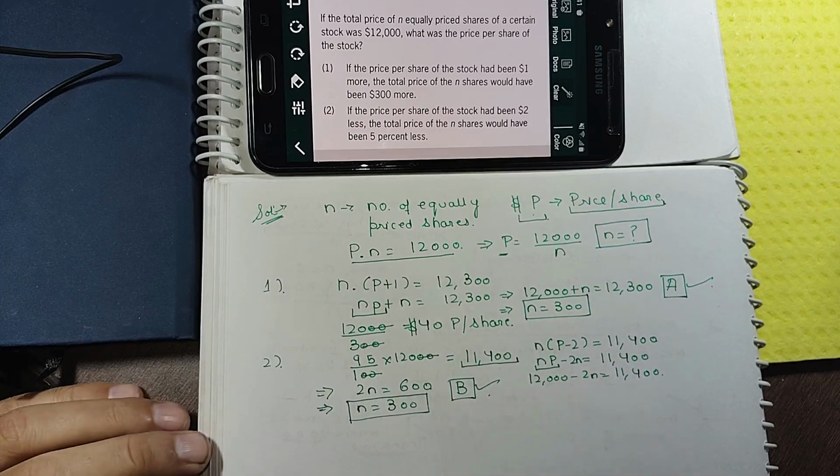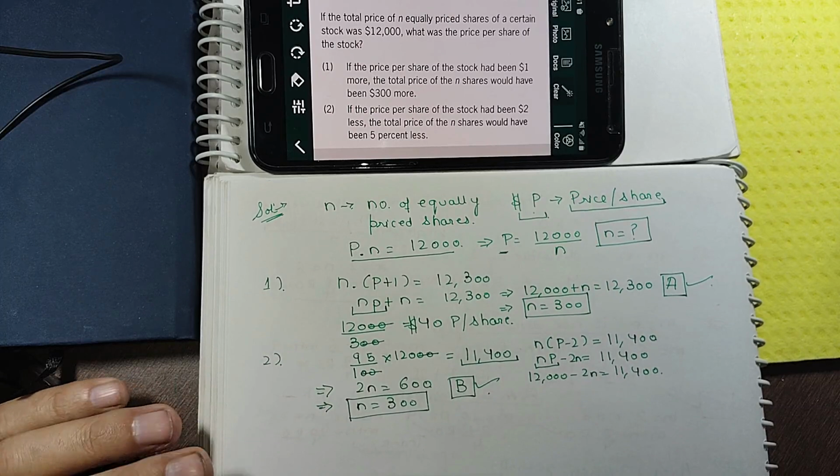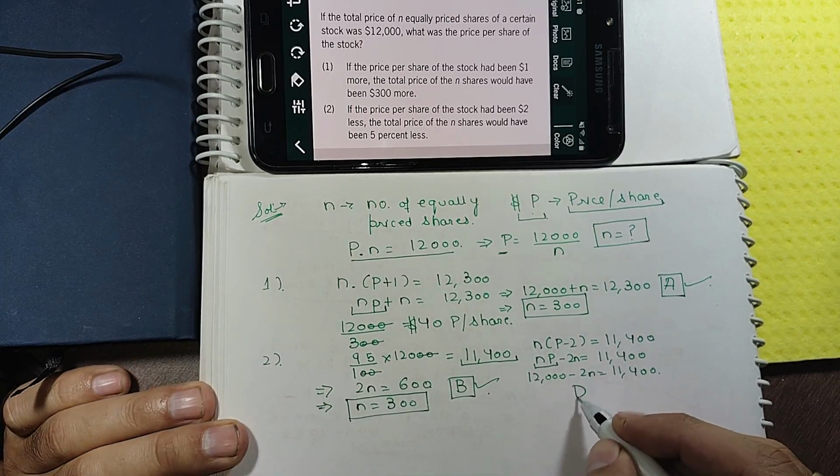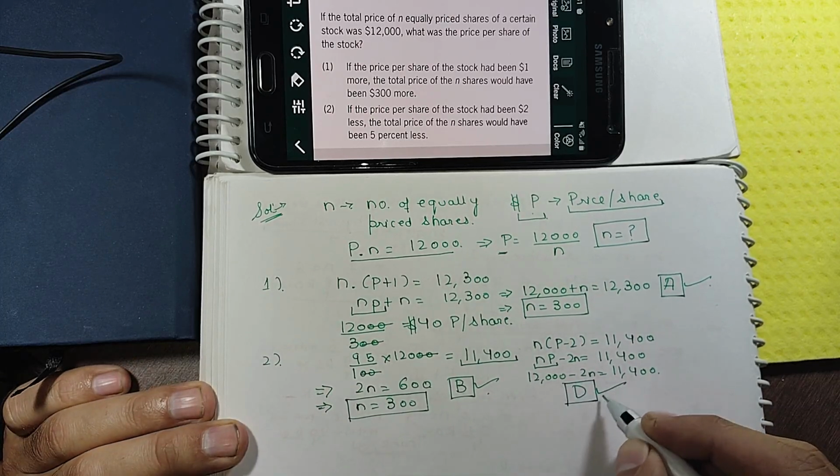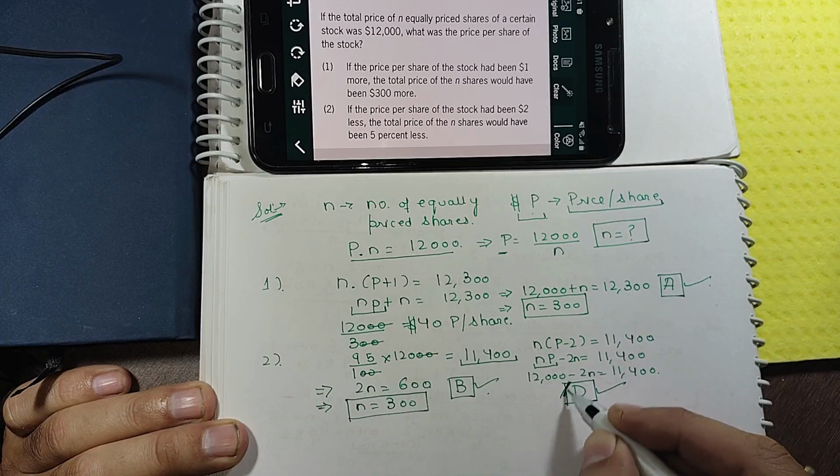In the scenarios where both the statements are individually sufficient to answer the question, I'll mark option D, that both the statements alone are sufficient. So the right option for this will be option D.